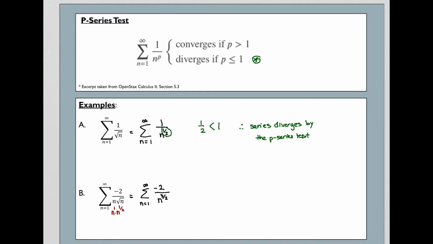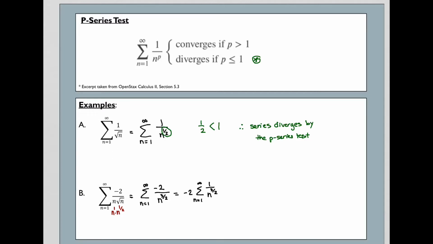This again is a p-series test. Now don't let that -2 bother you. Remember, just like if you had an integral, so too if you have an infinite sum, you can pull out a constant multiple. So if it helps you, pull out that -2.